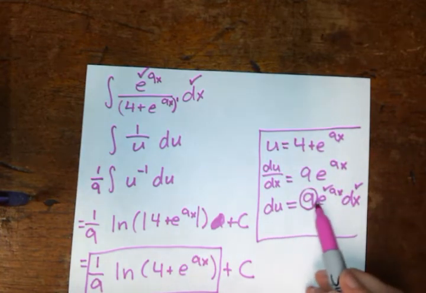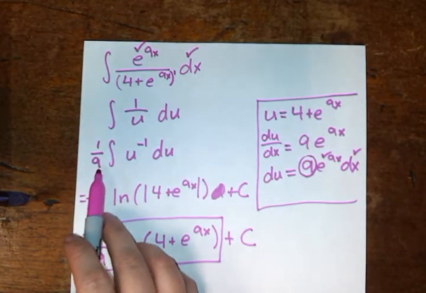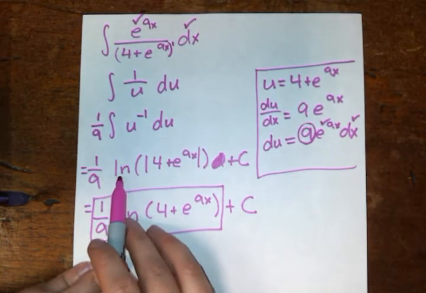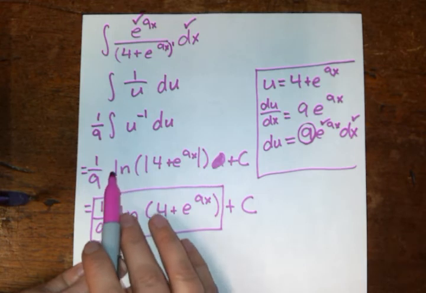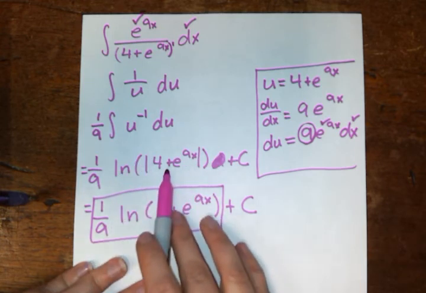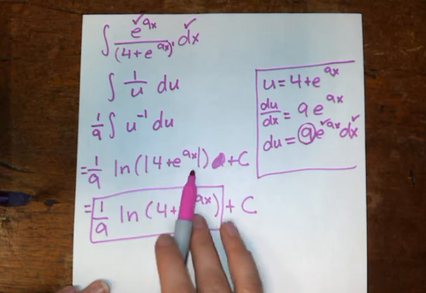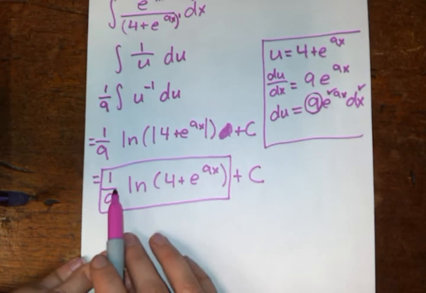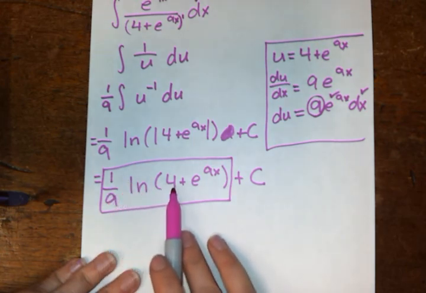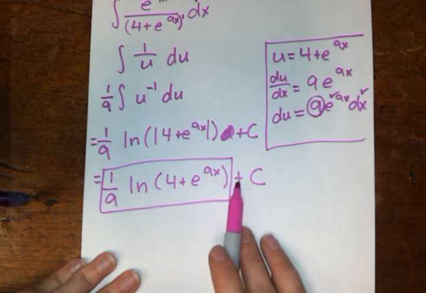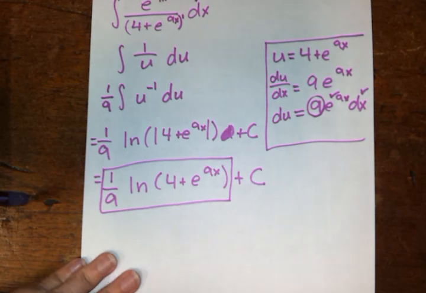That leaves us with 9 times as much stuff as we actually needed to cancel, so we need to multiply by 1/9. We take that integral, and the integral of u to the negative 1 du is the natural log of the absolute value of u. But it turns out that in this case, this is always positive, so we don't need the absolute value signs. That means we have 1/9 times the natural log of 4 plus e to the 9x plus c. Plus c is already given to you by WebAssign, so this is what you need to enter in.